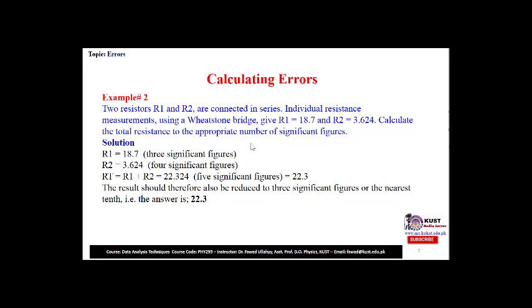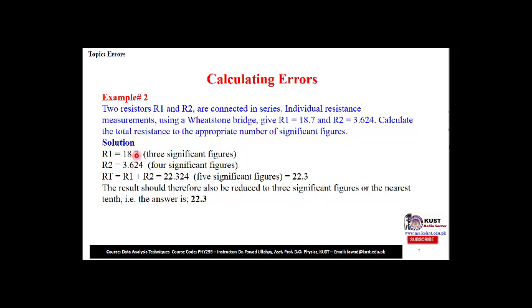Let us move towards example number 2, which states that two resistors R1 and R2 are connected in series. Individual resistance measurements using a Wheatstone bridge give R1 equal to 18.7 ohms and R2 equal to 3.624 ohms. Calculate the total resistance to the appropriate number of significant digits. So we have to calculate the significant figures in our result obtained from these two data.